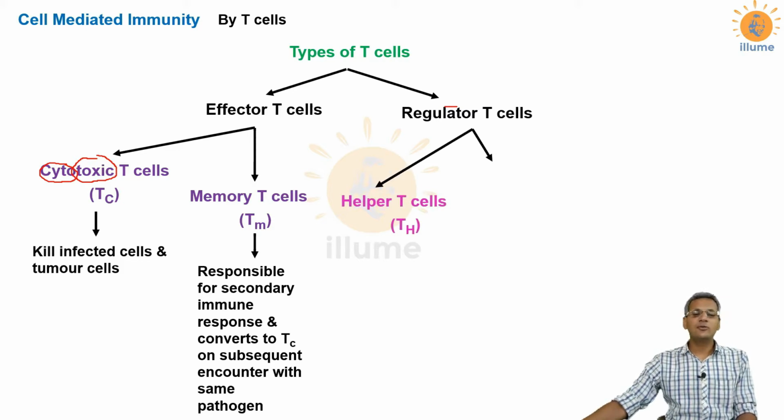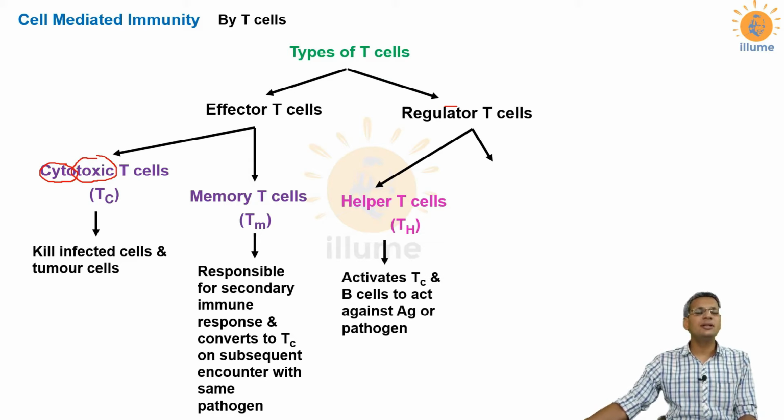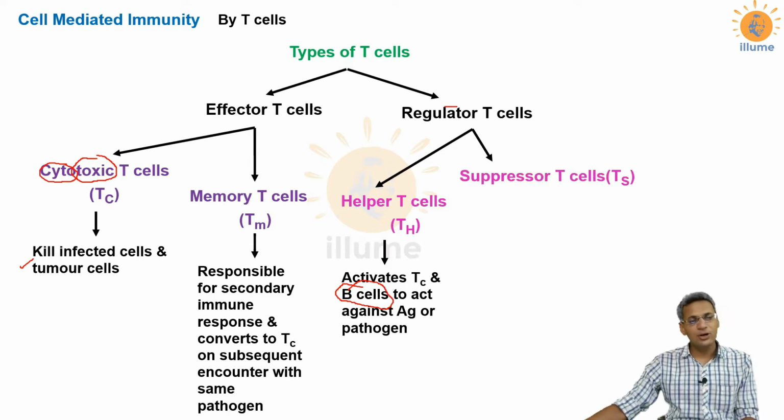Regulator T cells are of two types. The first one is the helper T cells, TH. As the name suggests, it helps in the stimulation of immunity. That means it activates immunity. It activates both TC as well as B cells. When TC is activated, it kills infected cells and tumor cells, and when B cells are activated, they are stimulated to form antibodies, which are responsible for antibody mediated immunity.